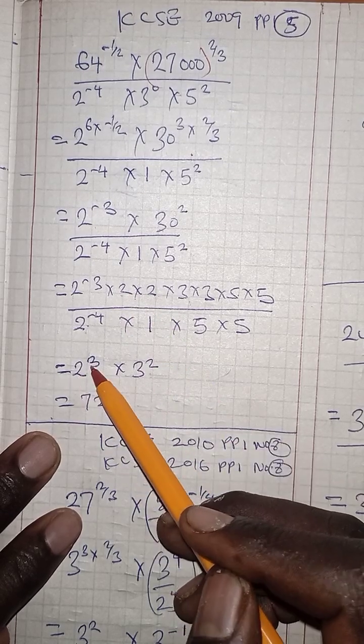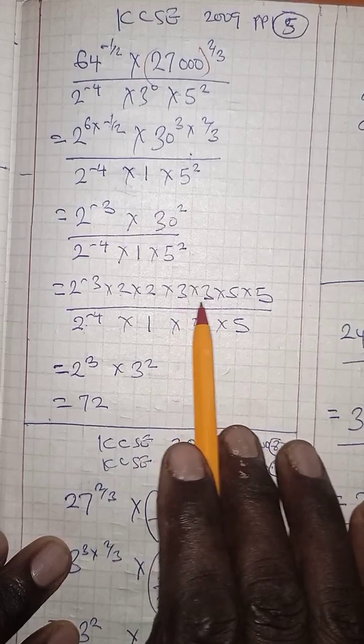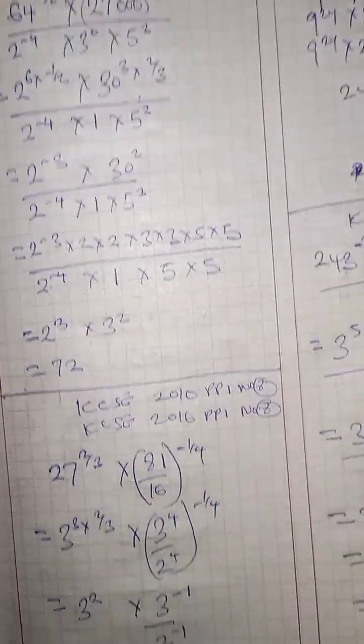You get 2 raised to the power of 3, and then everything was cancelled here. It only remains 3 squared. So you have 3 squared. So multiply this, you get 72 as our answer.